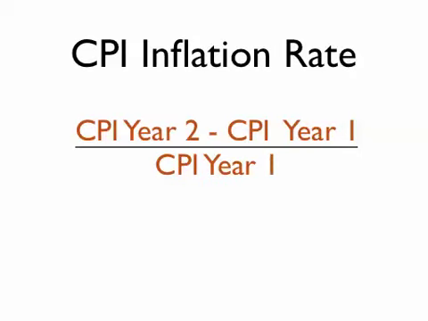The inflation rate is simply we're taking the CPI from year 2 and subtract from year 1 and divide by year 1. We can do that for any 2-year period that we want to compare. So that is our preparation, GDP and CPI. Good luck.